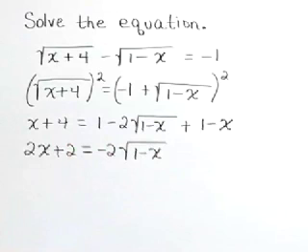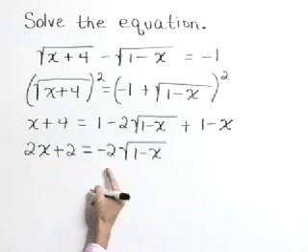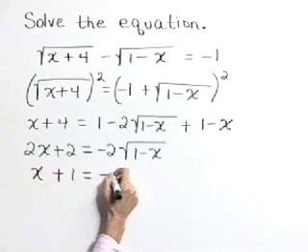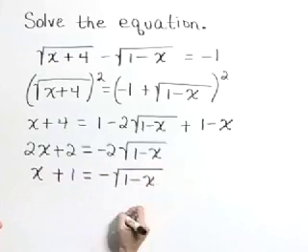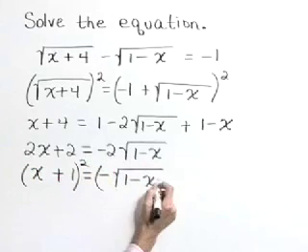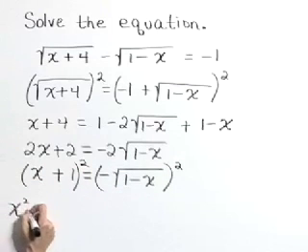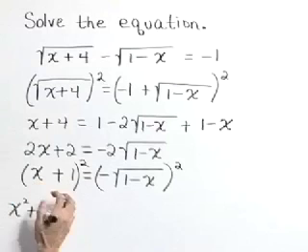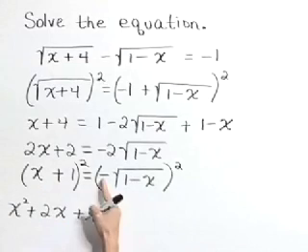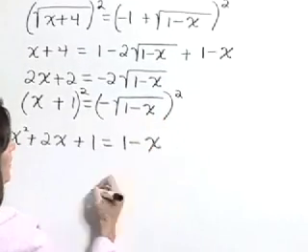Now, notice that each of our terms has a factor of 2 in them. Divide both sides by 2. That is, divide each term by 2 to get x plus 1 is equal to a negative 1 times the square root of 1 minus x. Now, we'll square both sides again. Square the left, square the right. This is a binomial squared on the left. Squaring gives x squared plus 2 times the product x times 1, or 2x, plus 1 squared, which is 1. That's equal to, negative sign squared cancels, the square root of 1 minus x, quantity squared, is 1 minus x.